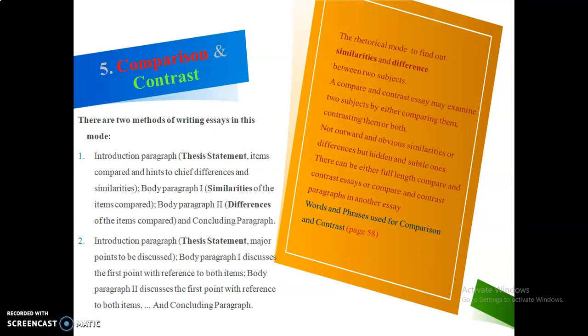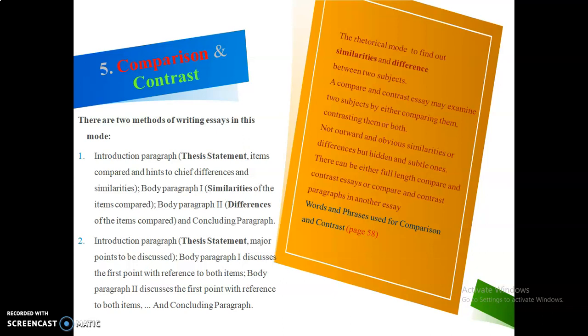Here also we can have a full length compare and contrast essay, in which from the very beginning, from the introduction paragraph till the conclusion paragraph, all the paragraphs have a compare and contrast mode. In some other essays, for example in a narrative essay or in an argumentative essay, we can find one or two compare and contrast paragraphs. So this is also possible.